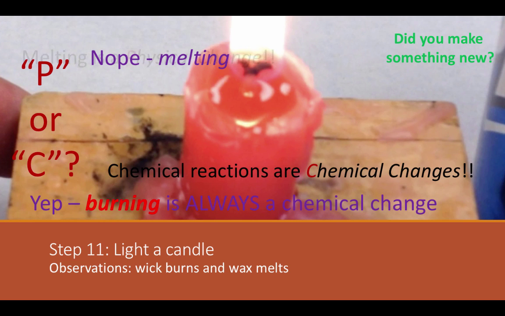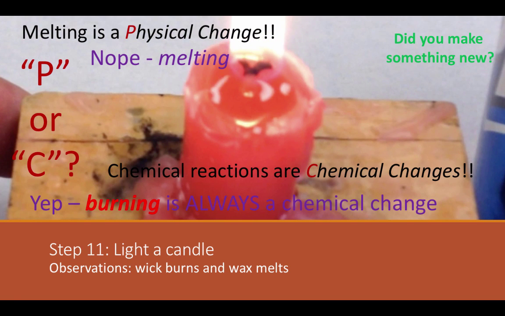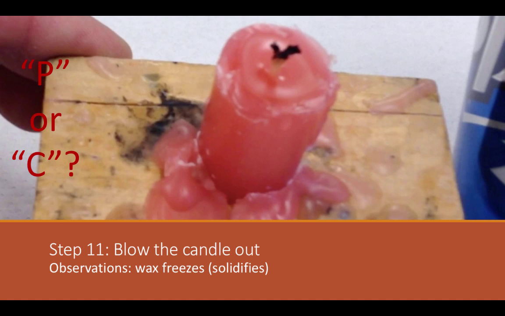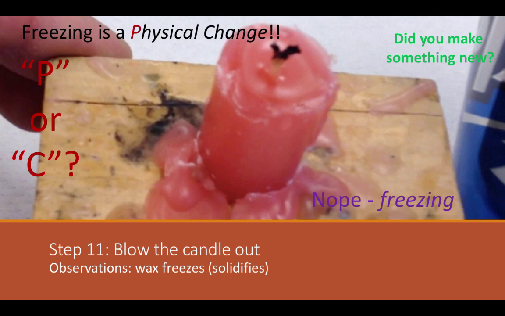For step 11, you should have observed both a physical and a chemical change. When you blow out the candle, you end the chemical change. However, you should have observed the wax freezing. Did you make something new? Freezing is a physical change. No new substance was formed. Wax simply changed from the liquid phase to the solid phase.